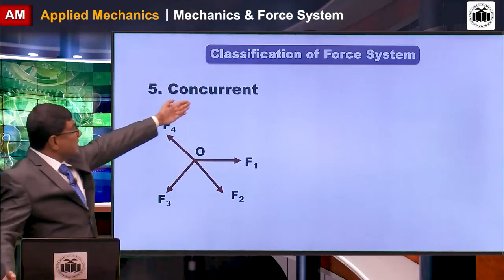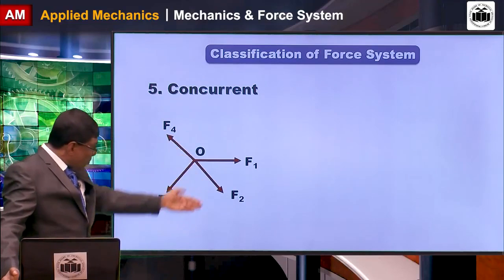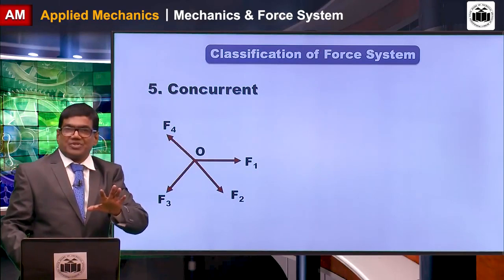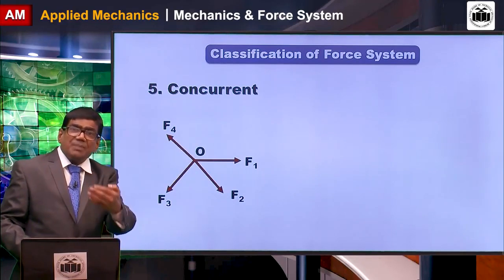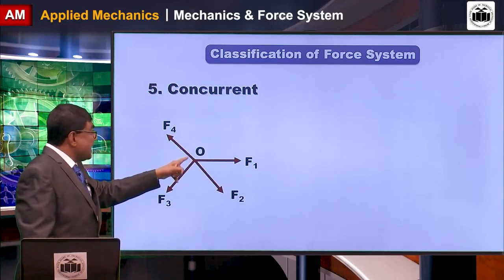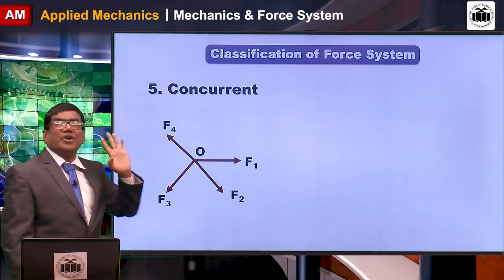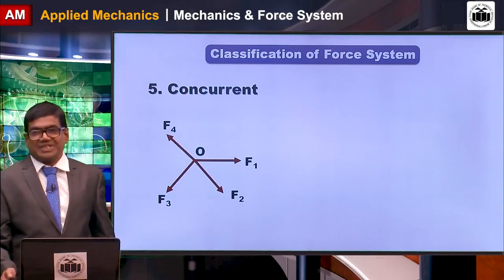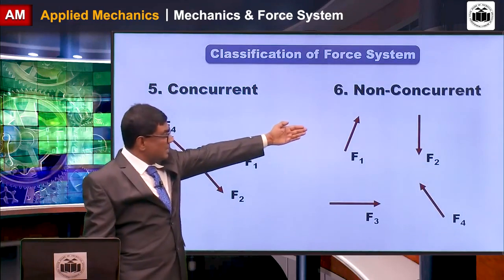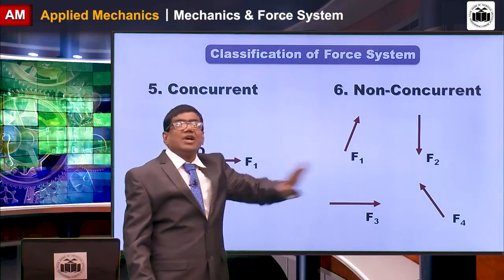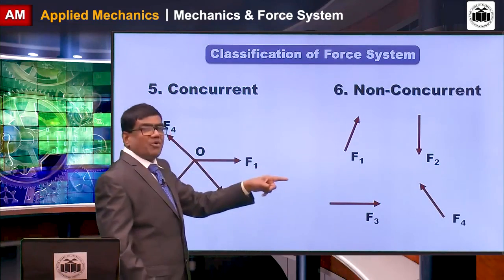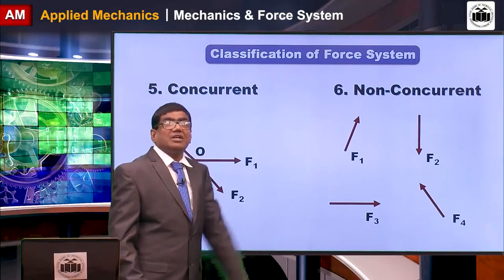Fifth is the concurrent force system. The four forces meet at point O, so they are concurrent forces. Their directions may be away from the point or towards the point, but the common thing is that their lines of action intersect at the common point O. Next is non-concurrent forces. These four forces are not meeting at a common point, so they are not intersecting in one common point, so they are non-concurrent forces.